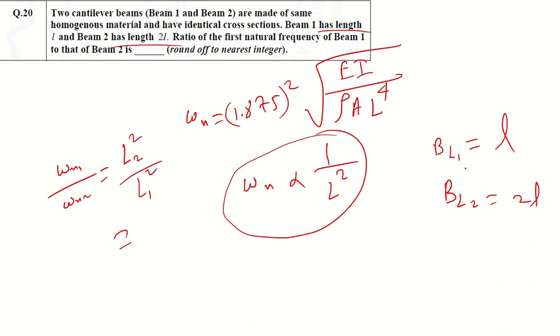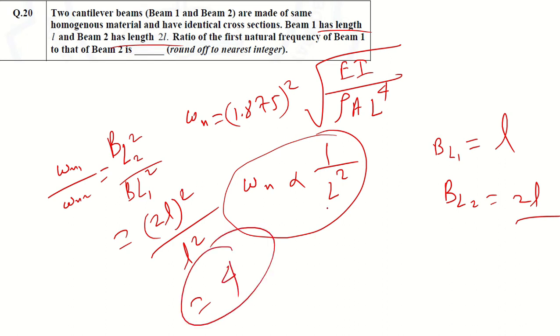L2 is given as 2L, that is (2L) square. Oh sorry, to avoid confusion, beam L1 and beam L2: (2L) square divided by L square, right? So we can write it like this and finally we get 4. So omega n1 by omega n2 is equal to 4, which is the right answer.